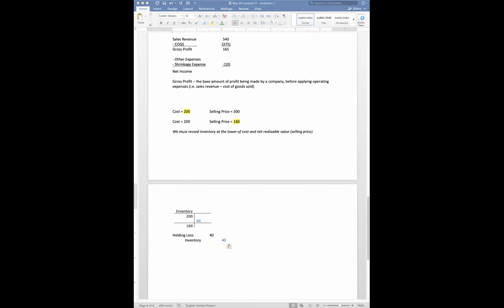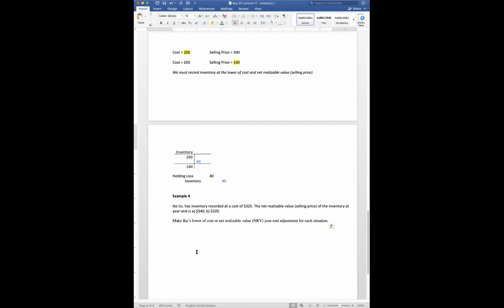Okay, let's take a look at example 4. Ike Company has inventory recorded at a cost of $325. The net realizable value, in other words, the selling price of the inventory at year end is in A, $340 and in B, $320. Okay, so we are going to make the lower of cost and net realizable value year-end adjustment for each of those two situations. So in our first situation, A, we have a cost of $325 versus the selling price of $340. So which one are we going to use? Well, we're going to use the lower one, the $325.